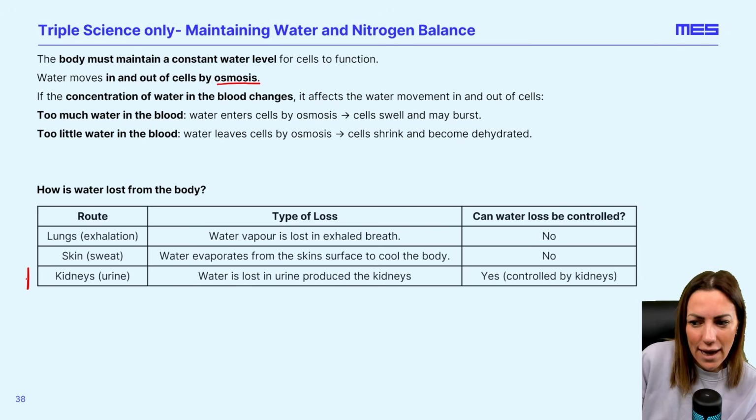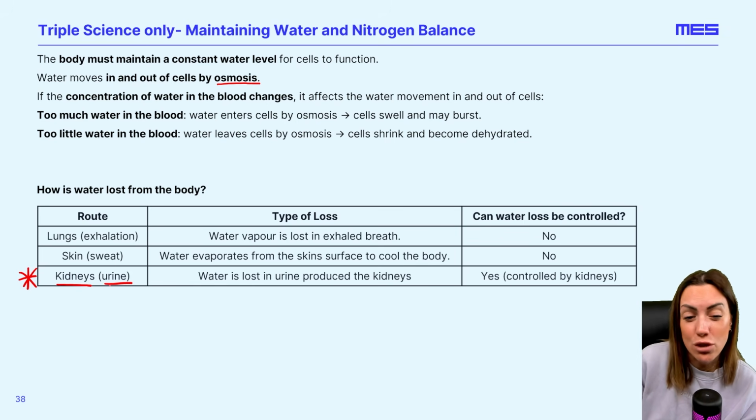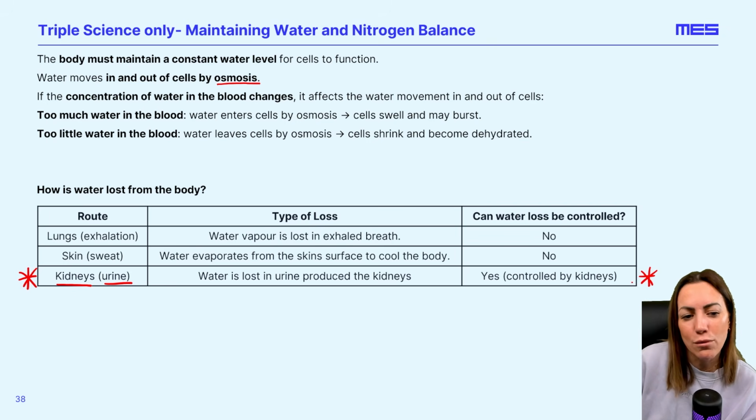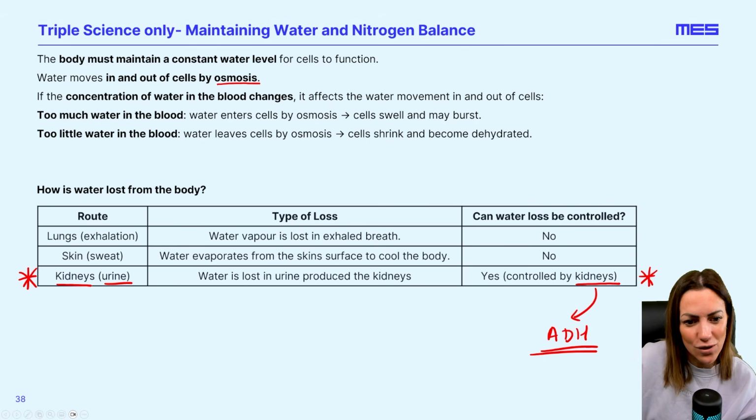Again, we cannot control how much water we lose in our sweat. But the third way that water is lost from the body is through our kidneys, because they produce urine, and water is lost in our urine. And this can be controlled. We can control how much water we lose in our urine. It's controlled by the kidneys, and it's controlled by a hormone called ADH, which we're going to look at very shortly.